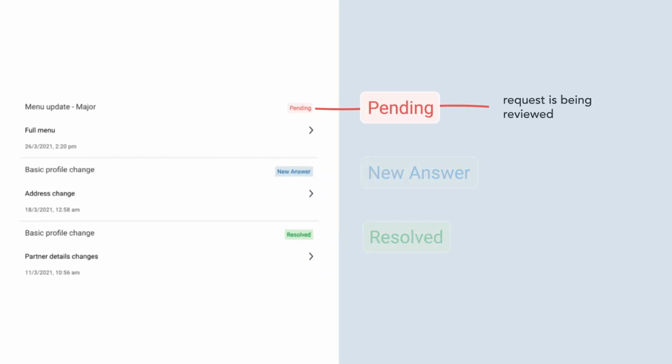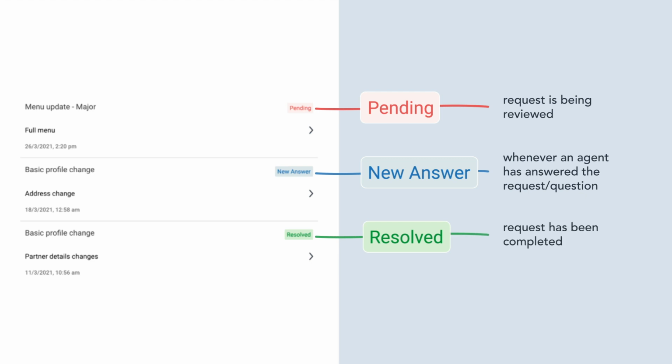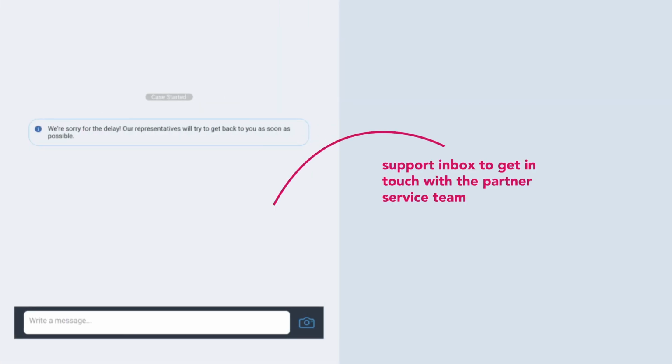Pending refers to when your request is being reviewed. New answer refers to when an agent has answered your request or question. And resolved refers to when a request has been completed and resolved. The support inbox allows you to get in touch with the partner service team.